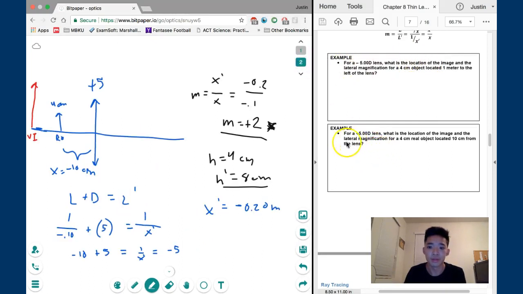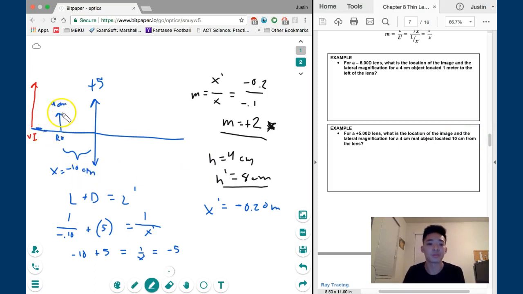Problem number 2 is for a +5 lens. So you draw it out, draw the axis and the lens. What is the location of the image? Well, I don't know, but we know the object is 10 centimeters from the lens, so that's minus 10 centimeters.